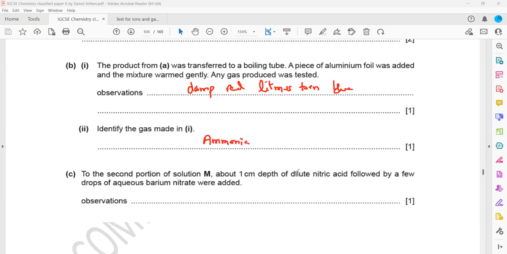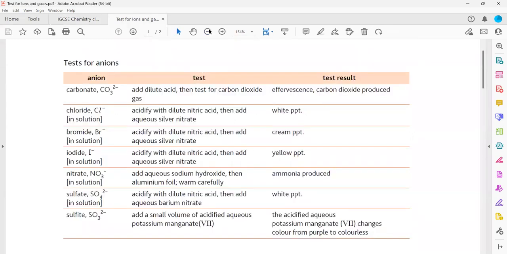To the second portion, nitric acid followed by barium nitrate. What is this test for? Nitric acid and barium nitrate. It is sulfate. Nitric acid with barium nitrate is a test for sulfate ion. If it was nitric acid and silver nitrate, then it would be halide ion. But there is no sulfate present, so there will be no white precipitate, because they already mentioned this salt contains iron 3 and nitrate. So there is no sulfate present.